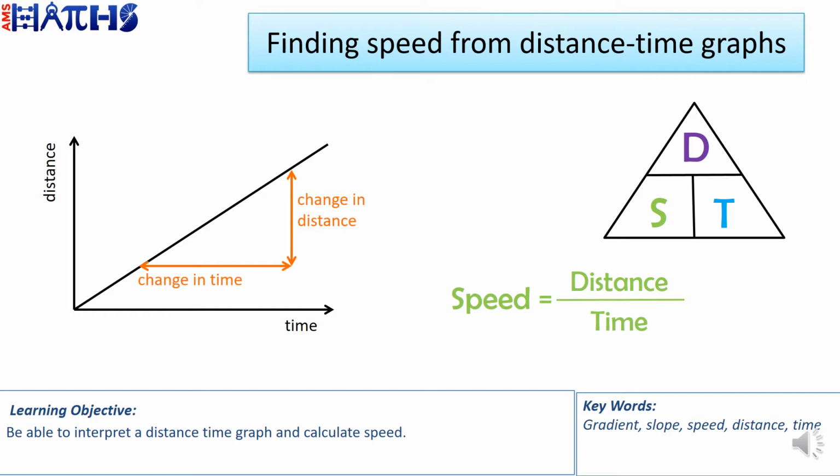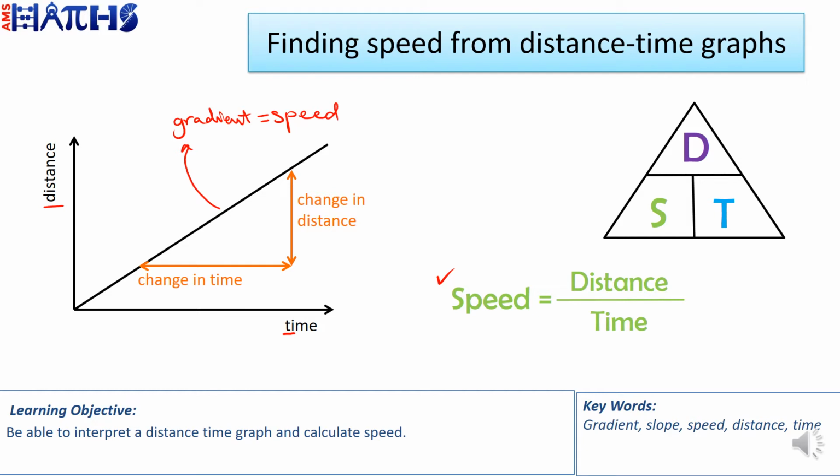So for today's lesson, the first thing we're going to look at is working out average speed. As a reminder, speed is equal to distance divided by time. And in a distance time graph, notice we have distance on the vertical and time on the horizontal. When we find the gradient of our distance time graph, it is equal to the speed.